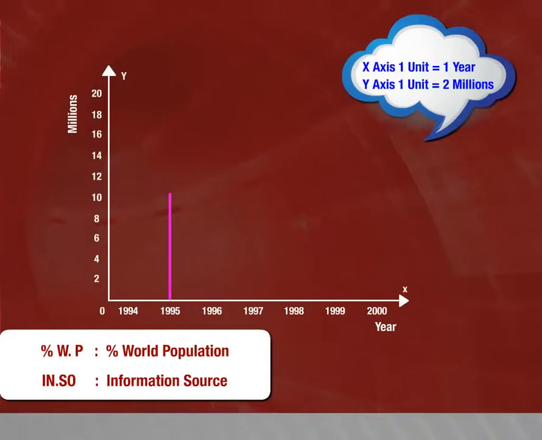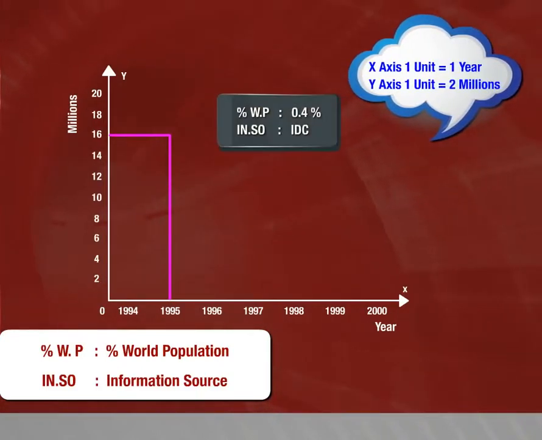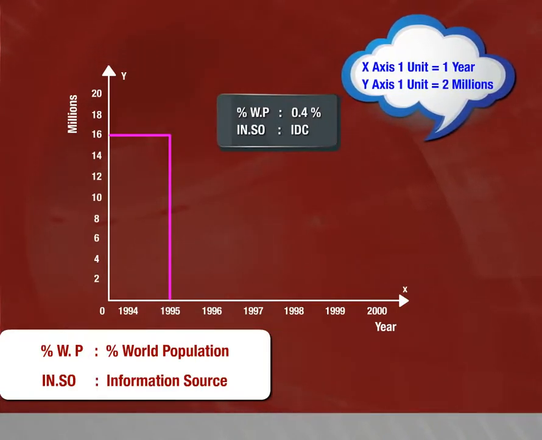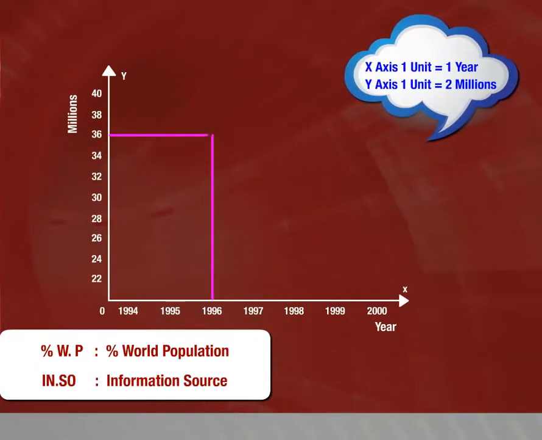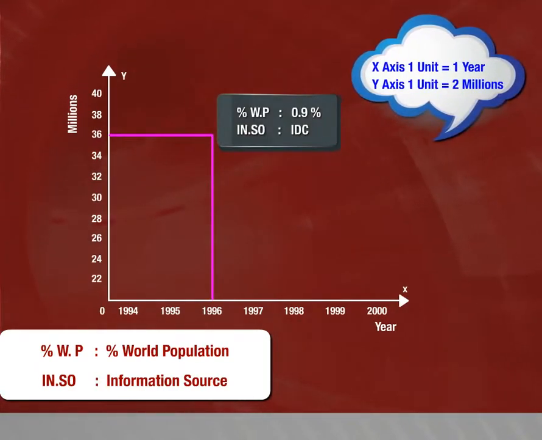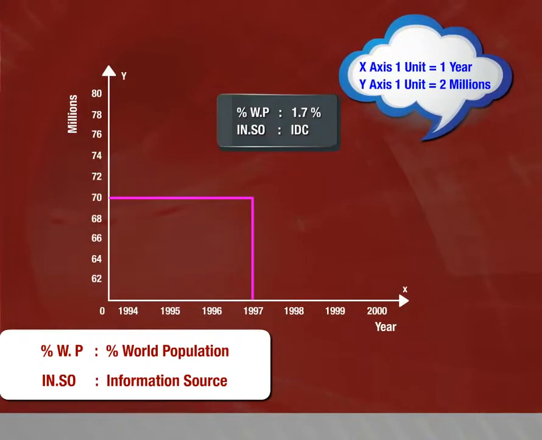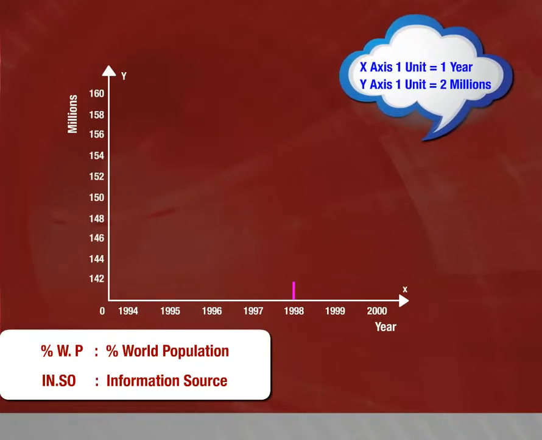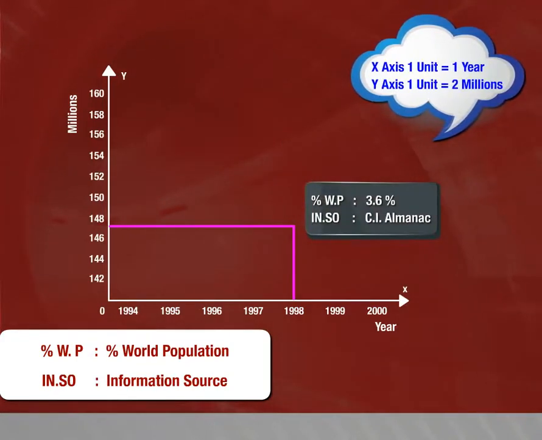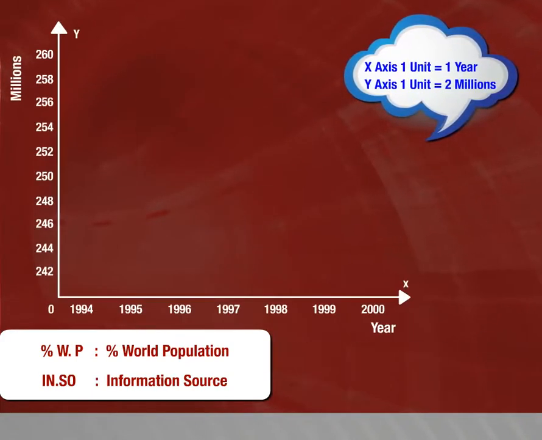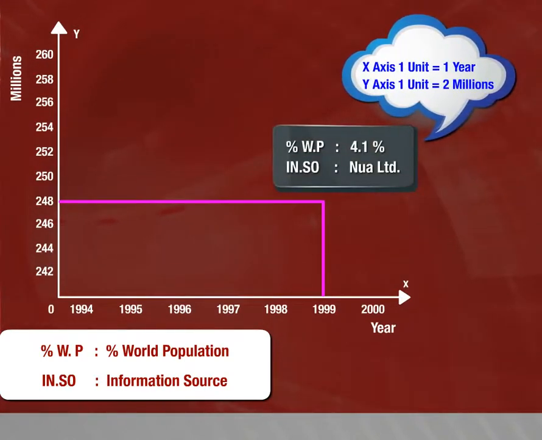Date: December 1995. Number of users: 16 million. Percentage of world population: 0.4%. Information source: IDC. December 1996, 36 millions, 0.9%. IDC. December 1997, 70 millions, 1.7%. IDC. December 1998, 147 millions, 3.6%. CI Almanac. December 1999, 248 millions, 4.1%. NUA Limited.